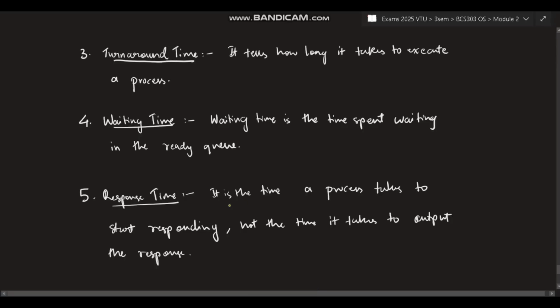And response time is the time taken for a process to start responding, not the time it takes to output the response. Responding means the initial first response, then the second response will come, third response, and the final response will also come in slots. But when it first started responding, that is called the response time.